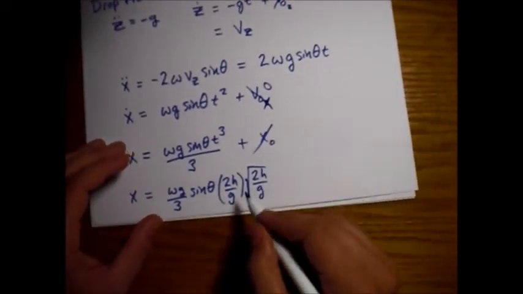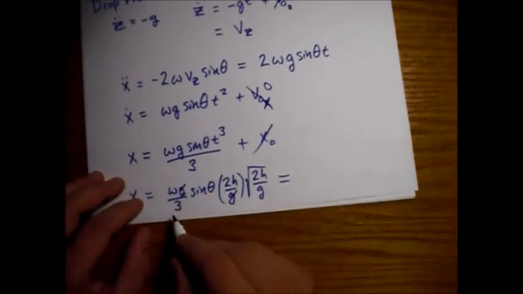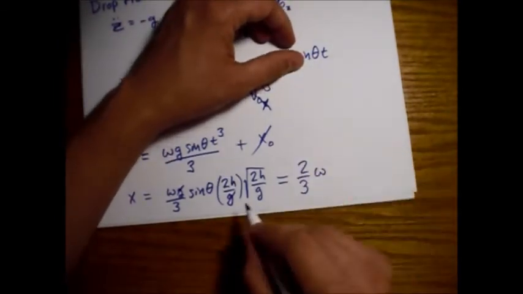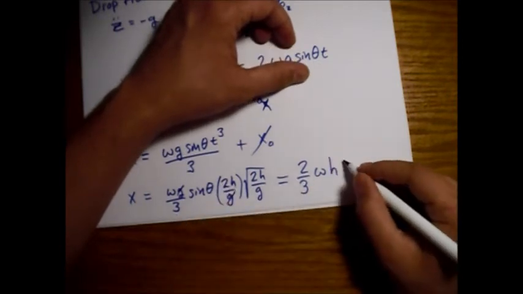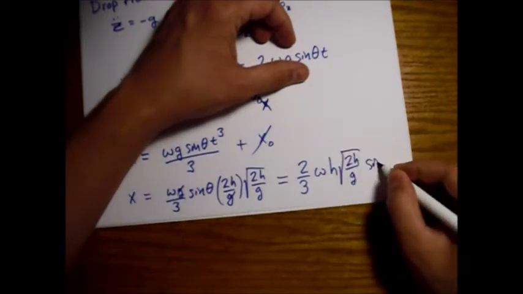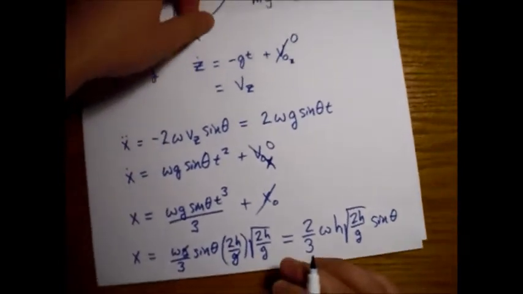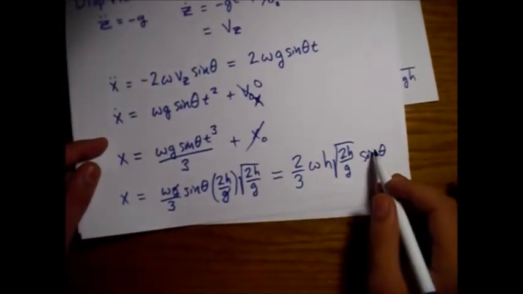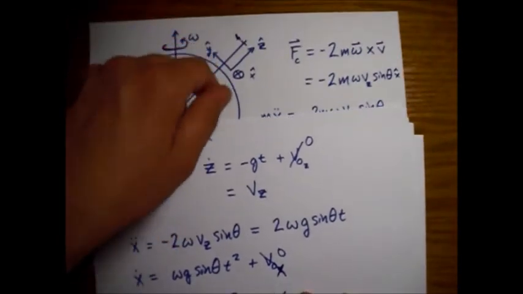So let's just write this a little bit nicer. These g's will divide out, and we'll have a factor of 2/3 in the front. Okay, we also have an h from this, and this 2h over g, and then a sine of theta. All right, I think I got all those pieces. Okay, so now we see that this is positive, right? Positive x means it is going to the east, just like we predicted.